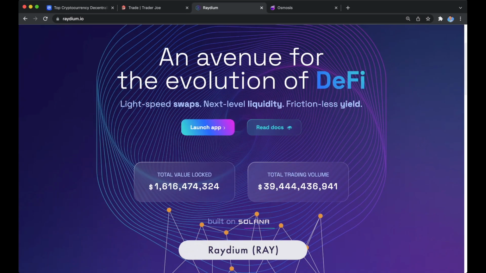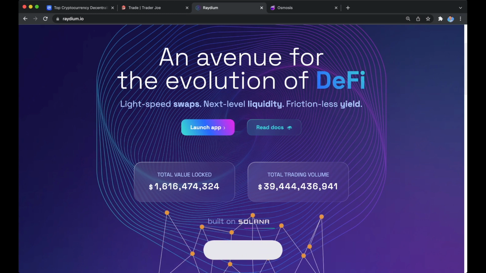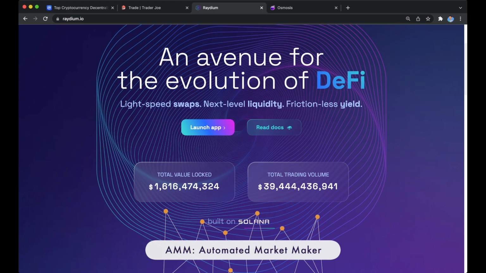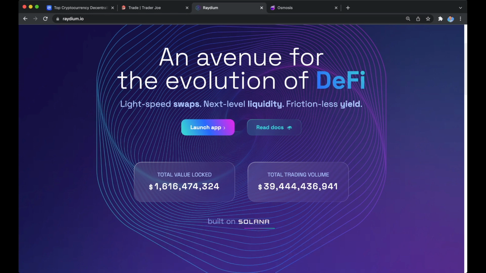So coming in at number two, my second pick for the top DEX of 2022 would be Raydium. So Raydium is a DEX and an automated market maker, AMM, built on the Solana ecosystem. So here they bill themselves as an avenue for the evolution of DeFi. They have light speed swaps, next level liquidity, and frictionless yield, and over 1.6 billion in total value locked, and over 39 billion total volume traded since its inception.